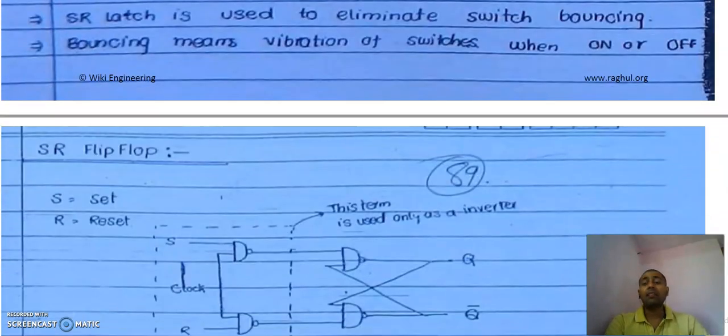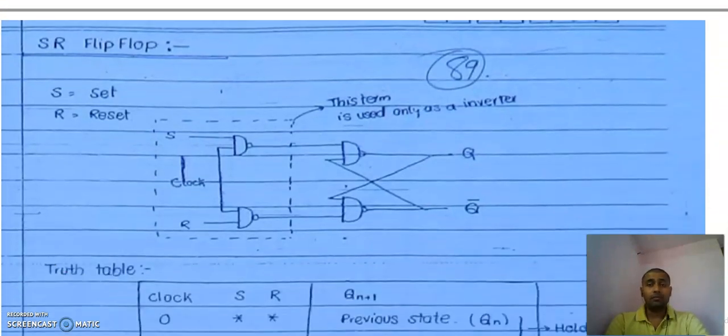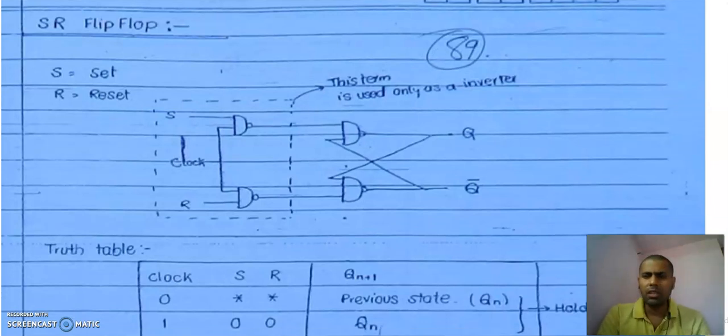Now let us start with the SR flip-flop. So far we have seen the SR latch. Now we will start the SR flip-flop. So in SR flip-flop, just see the right part. We are using the same SR latch using the NAND gate, but we are adding an extra circuit, which is 2 NAND gates, and one input of each of the 2 NAND gates is common, the clock. We are providing the clock to both of the NAND gates, and one is the S input and the second is the R input.